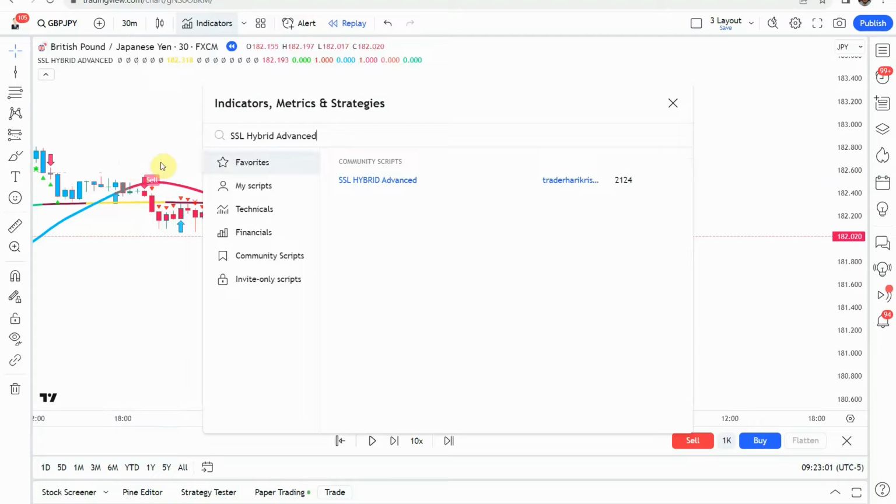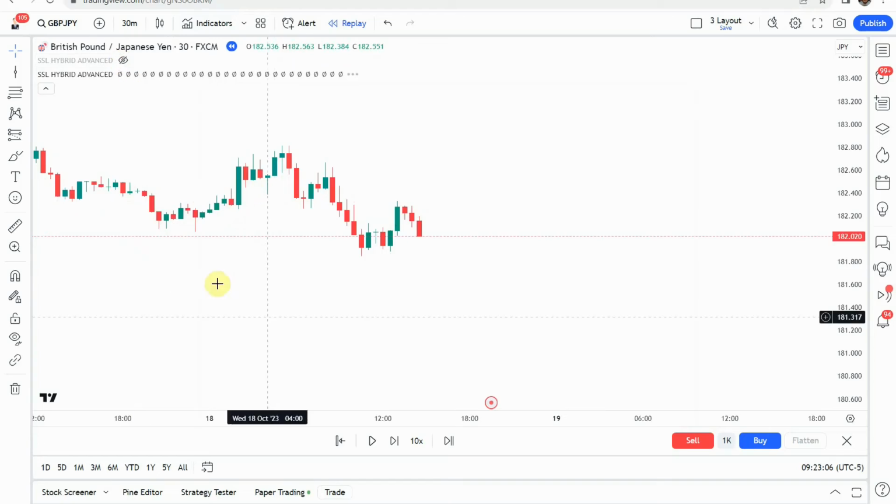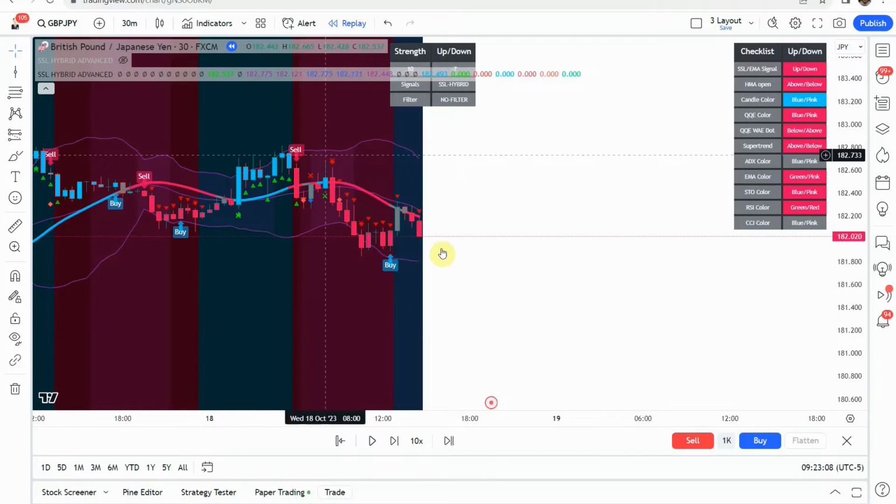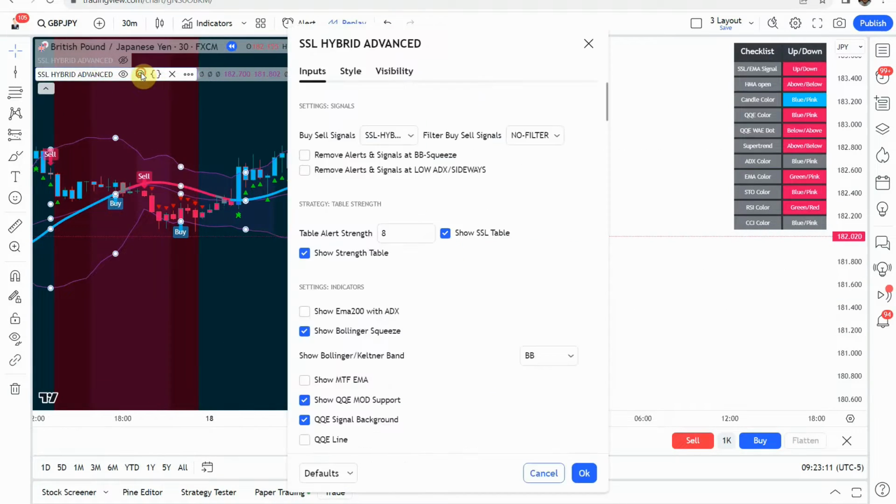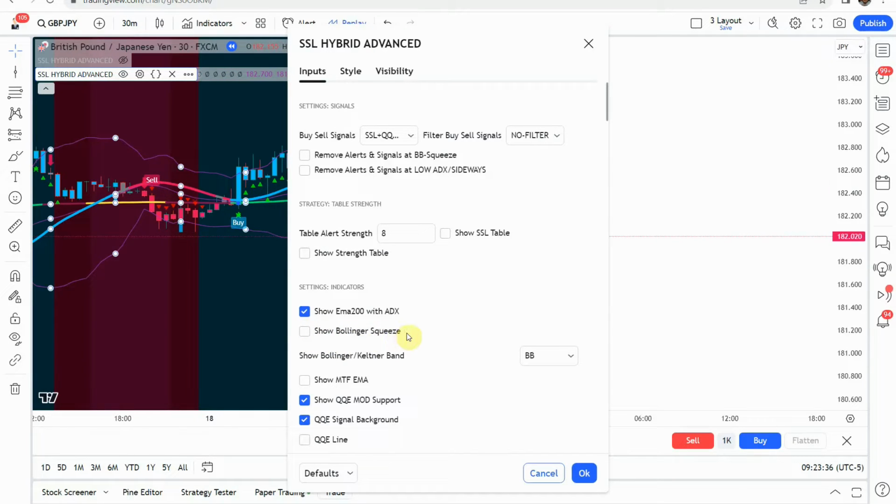It's going to be the SSL Hybrid Advanced, this one right here. Go ahead and add that one to the screen. Give it a second to load, and it'll look like this right here. Go ahead and go into the settings. We're going to change the buy-sell signals right here. Drop it down, change it to the SSL, QQE, plus WAE. We're then going to go down and turn off the show tables. We're going to turn off the show strength tables. We're going to add the show EMA2 with ADX. We're going to turn off the show Bollinger Band squeeze.